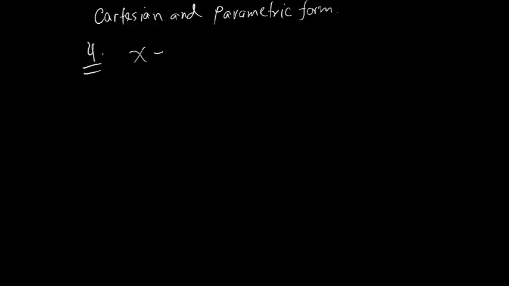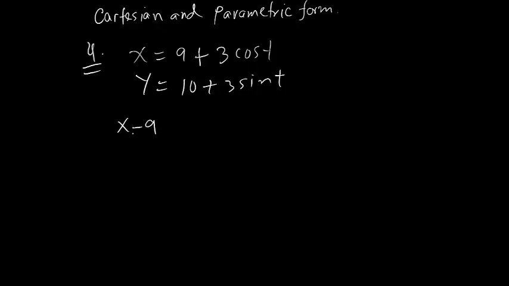You are given x equals 9 plus 3 cosine t, y equals 10 plus 3 sine t. No restriction first. We just want to find the Cartesian form of this. You can see easily that sine and cosine are related. So I want to see what cosine t and sine t are. From the first equation you can say x minus 9 over 3 is cosine t, and from the second one, y minus 10 over 3 is sine t.